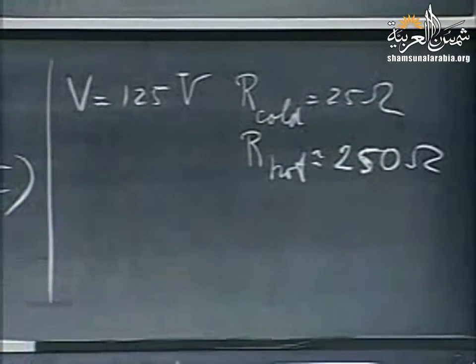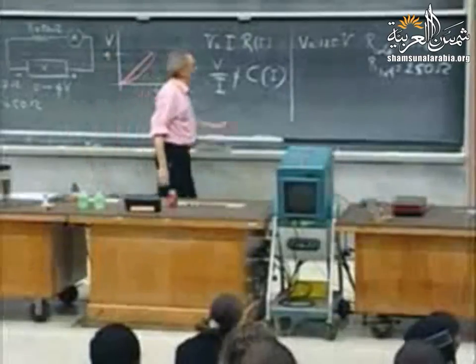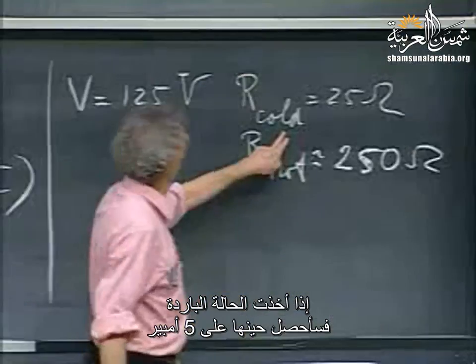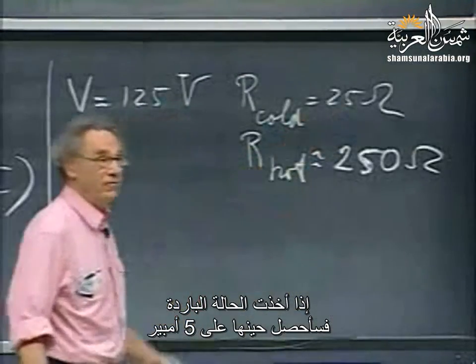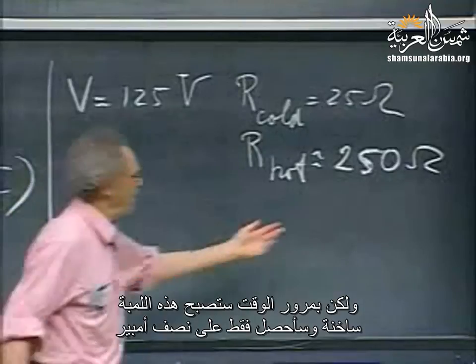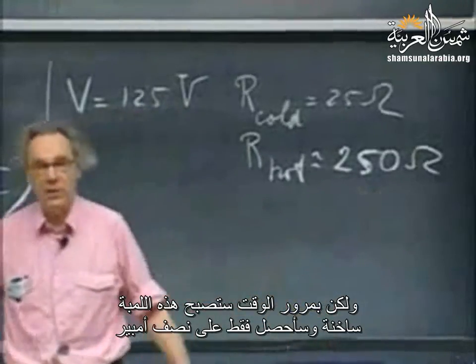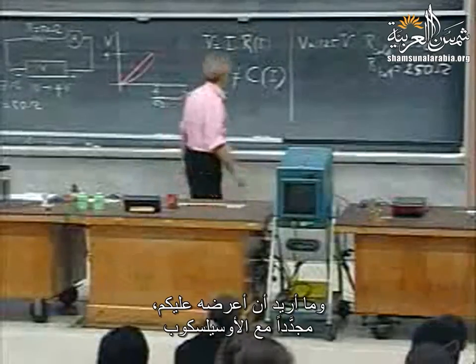So if I take the cold resistance, then I would get 5 amperes, but by the time that the bulb is hot, I would only get half an ampere. It's a huge difference.